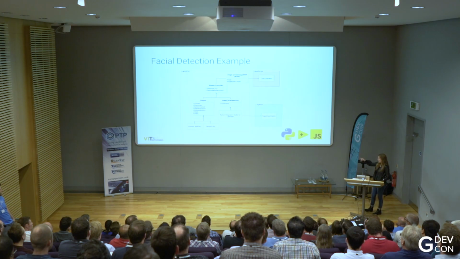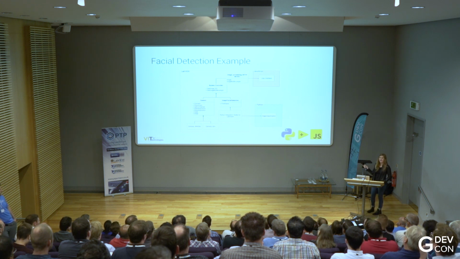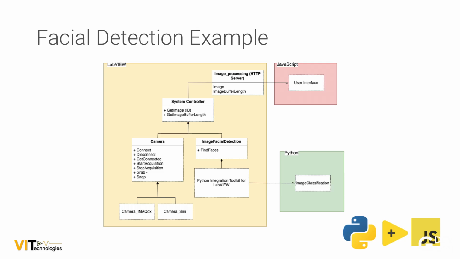Then I have two child classes of that because it's a hardware abstraction layer. Sometimes when I was testing, I didn't have a physical camera, so I made a simulated one. Otherwise, it's using an IMAQdx camera. On the other side, we have a facial detection class, which calls the Python integration toolkit for LabVIEW, running an image classification module that uses OpenCV to do some machine learning with Haar cascades, if that means anything to you, to do facial recognition.